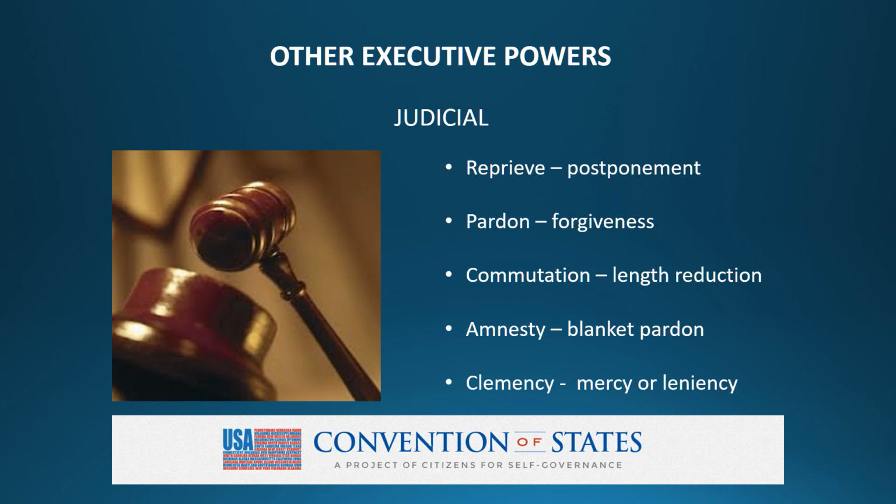There are judicial powers under Article 2, Section 2, Clause 1. First, grant reprieves, postponement of execution, grant pardons, legal forgiveness of a crime, grant clemency, mercy or leniency, but only for federal offenses, grant commutation, reduce length of a sentence or fine, and finally, grant amnesty, a blanket pardon to a group of law violators.